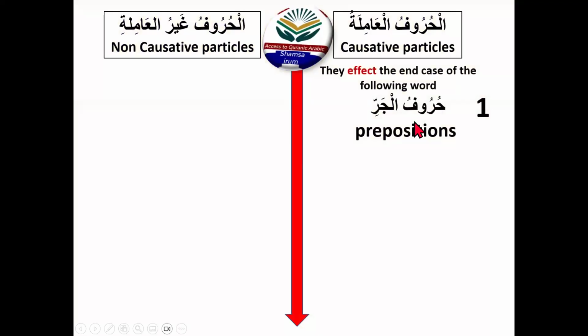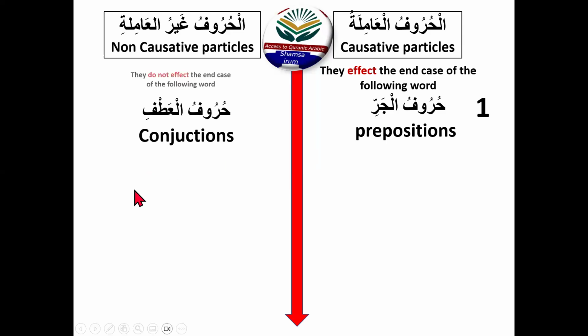As you already know, we did the prepositions, and prepositions are particles that affect the end case of the following word. We covered that harf jar makes the noun majroor. But now what about the conjunctions? In which category will they come? They come in the category of non-causative particles. It means conjunctions do not affect the end case of the following words. They will not have any impact on the word that follows.